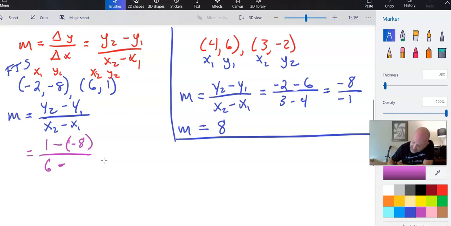Okay, so 6 minus negative 2. So both of them are in the situation where we have to subtract a negative. So remembering that if I'm subtracting a negative, I can just turn them both positive.